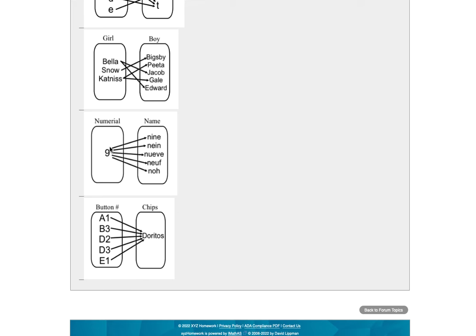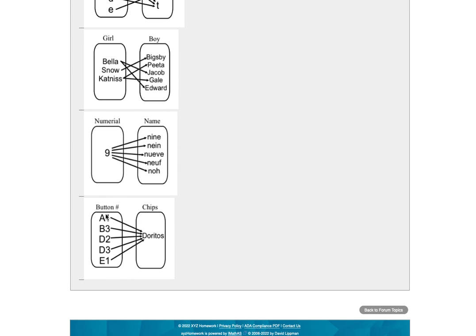So this one, not a function. So you see lots of different choices coming off the X value or the input, not a function. Here, this is the button on the vending machine. So if you press A1, you should only get Doritos. Likewise, if you press B3, you're only going to get Doritos. So that is a function.